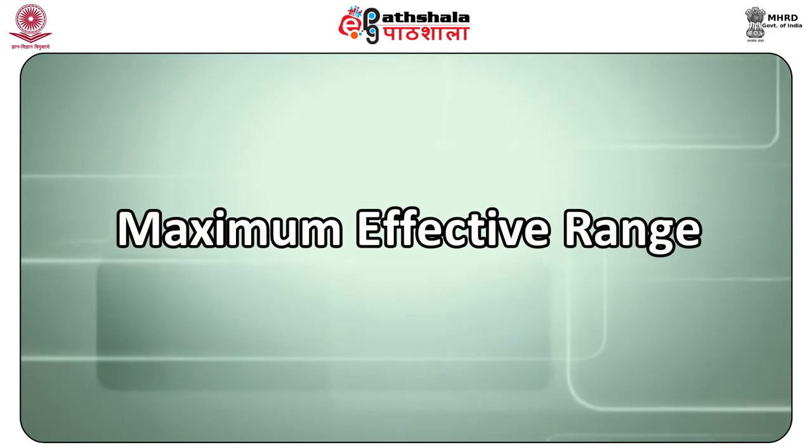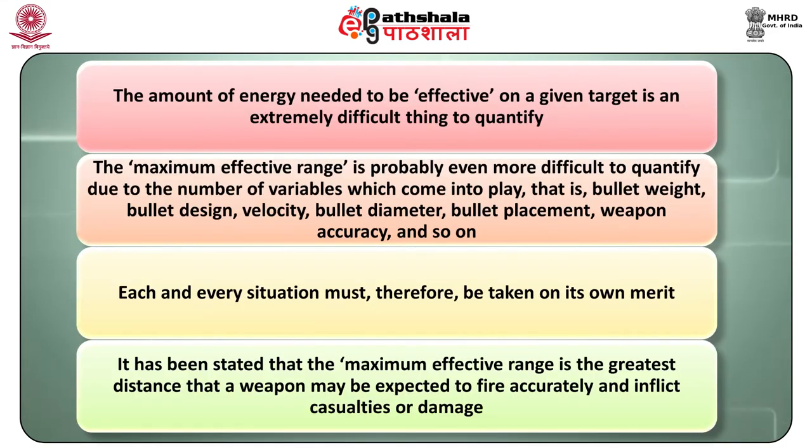Now let us have a look at maximum effective range. As can be seen from the chapter on bullet performance and wounding capabilities, the amount of energy needed to be effective on a given target is an extremely difficult thing to quantify. The maximum effective range is probably even more difficult to quantify due to the number of variables which come into play. That is, bullet weight, bullet design, velocity, bullet diameter, bullet placement, weapon accuracy, and so on. Each and every situation must therefore be taken on its own merit.